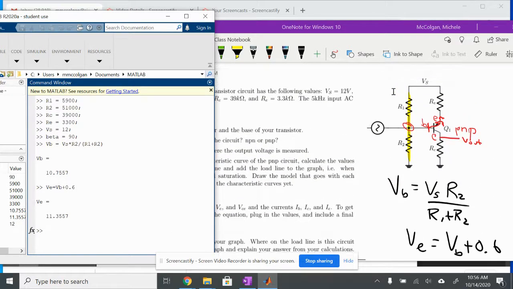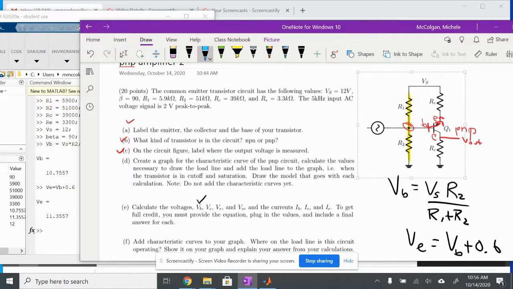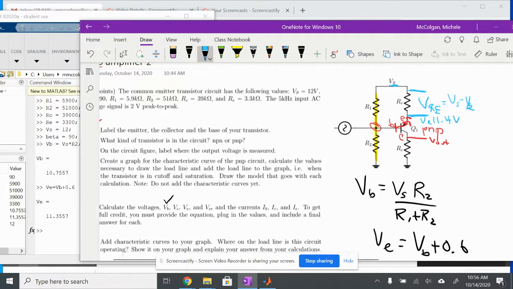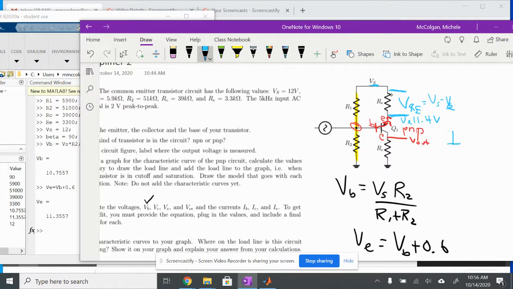Right, so the next thing I want to do is calculate my voltage drop across RE. I'm going to call that V sub RE. The way I can find that is to take my supply voltage right here and subtract VE. VE here I know is 11.4 volts. So to calculate VRE, I just need to do VS minus VE, and that'll give me the voltage drop. From there, I can find the current. The current through RE, IE, is equal to V of RE divided by the resistor, just using Ohm's law there.